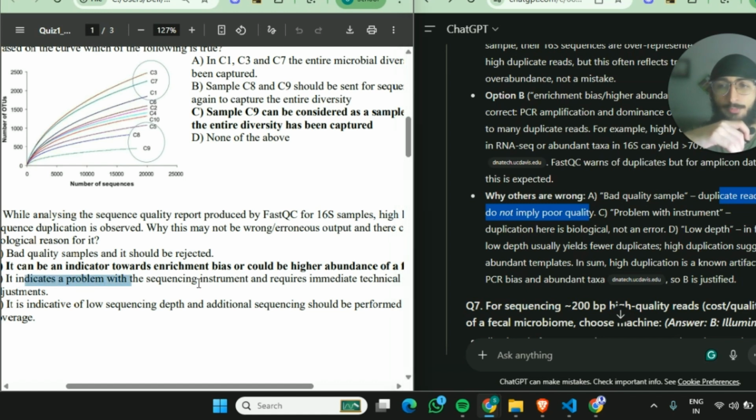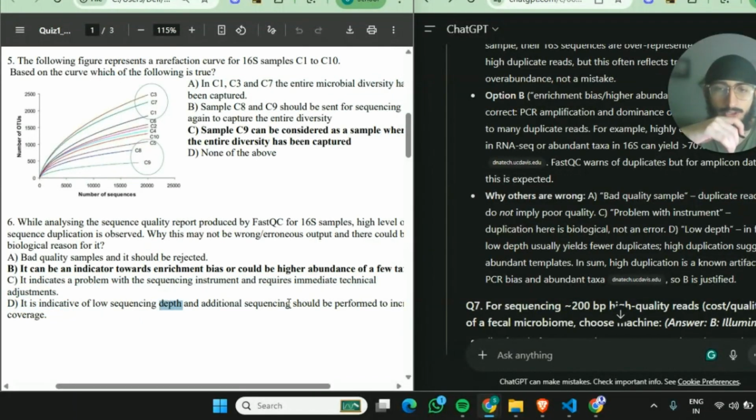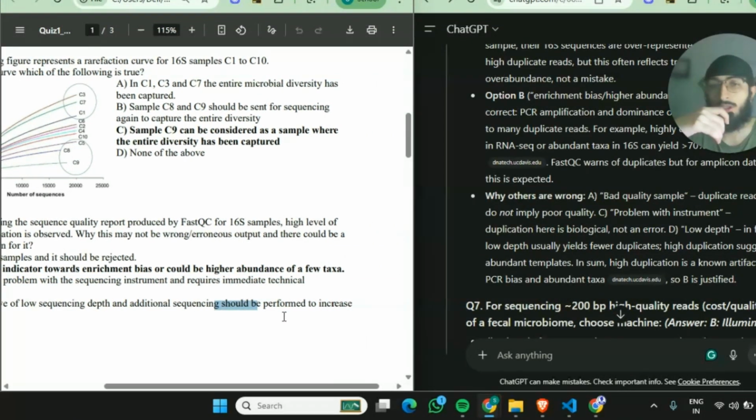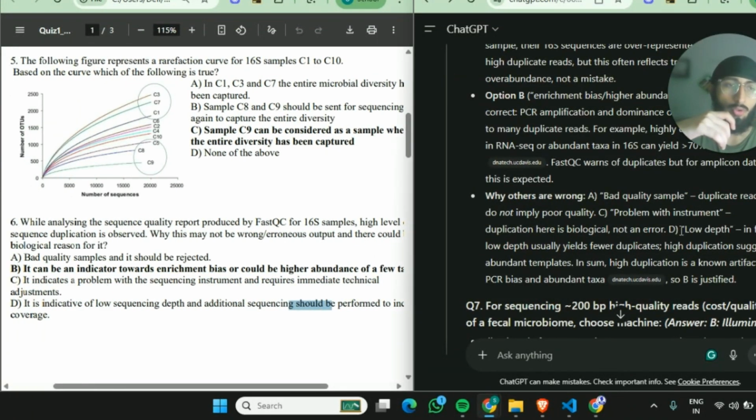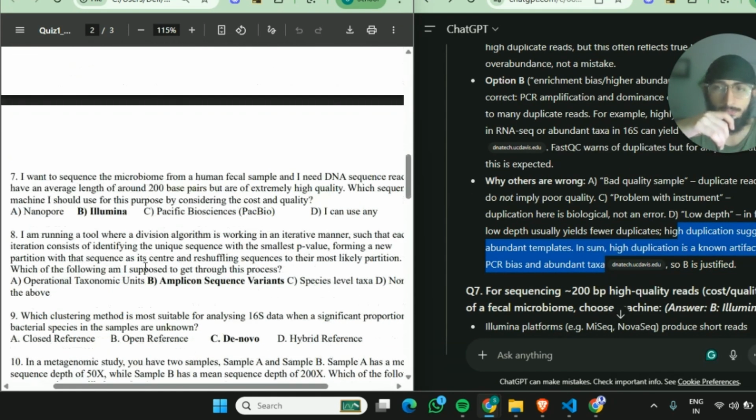Then option C indicates a problem with the sequencing instrument and requires immediate technical adjustments. No, not a problem with the instrument, because duplication here is biological, not an error. And then the next option is indicative of low sequencing depth and additional sequencing should be performed to increase coverage. Low depth, in fact, usually yields fewer duplicates. High duplication suggests abundant templates. In short, high duplication is a known artifact of PCR bias and abundant taxa. So that is why B is our answer.